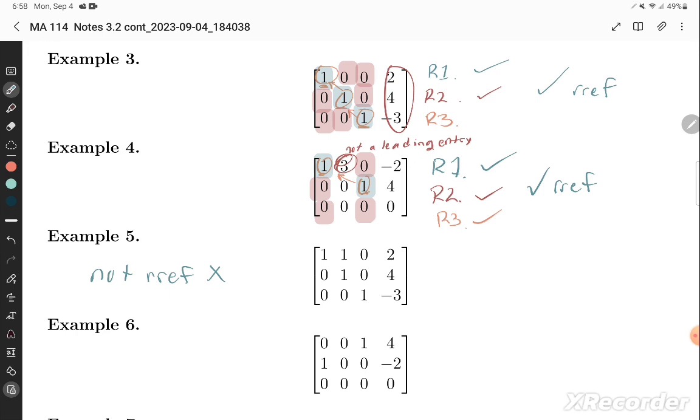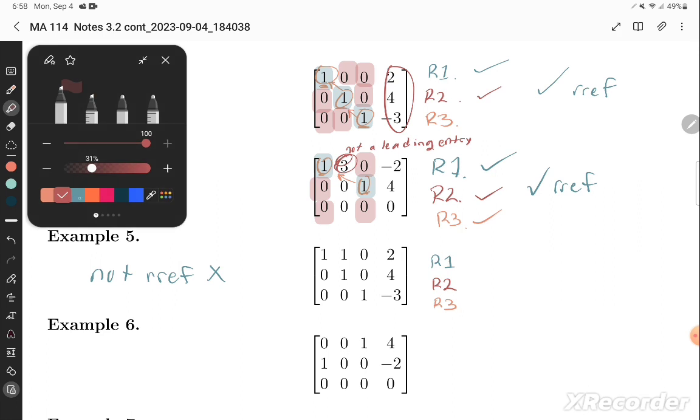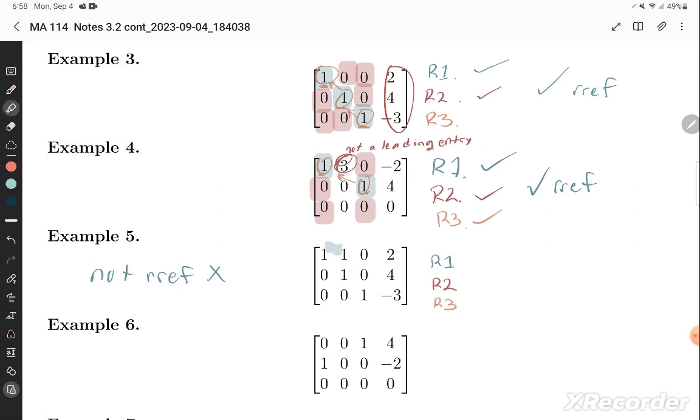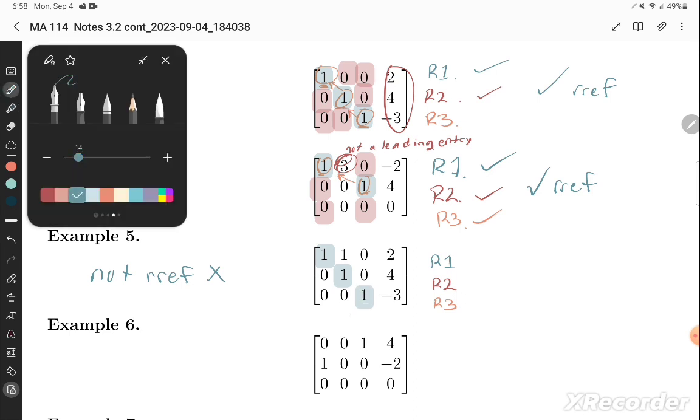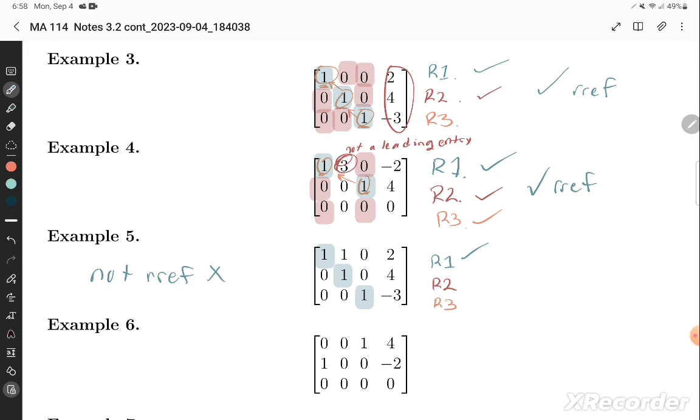And I'm going to see which one of these it breaks. Does it break R1? Does it break R2? Or does it break R3? It's got to break one of those three in order for it not to be row reduced echelon form. So let's look at it. I have a leading entry here that's 1, a leading entry here that's 1, and a leading entry here that's 1. So it seems like R1 it meets.